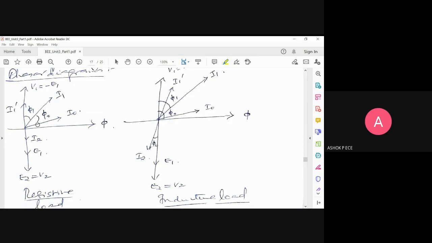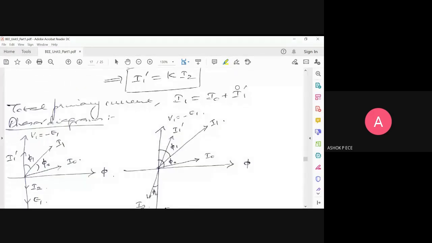So here you see I naught and I1 dash is flowing along V1. I naught is here. The resultant is going to be I1. The total primary current is the addition of I naught and I1 dash. It is vectorially in between I naught and I1 dash. So see the equation, I1 equal to I naught plus I1 dash, correct? I told you, you cannot add them as numbers, as it is vector addition.